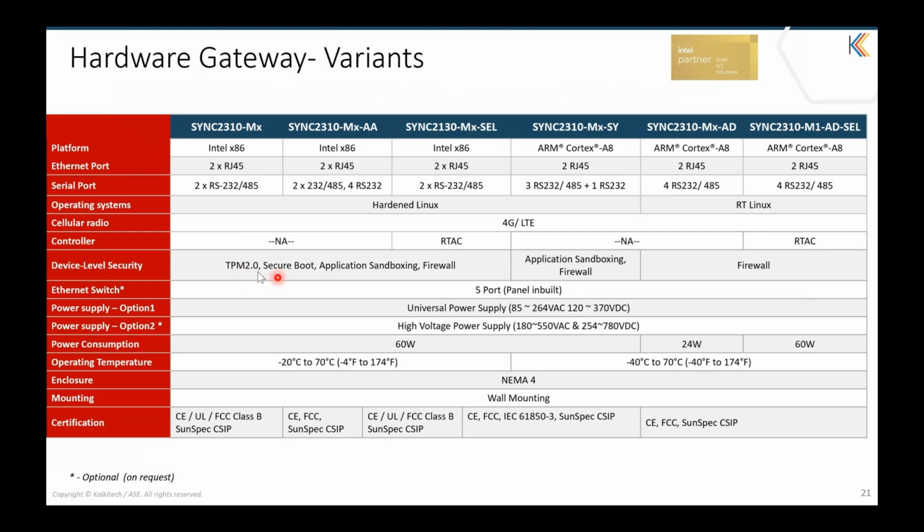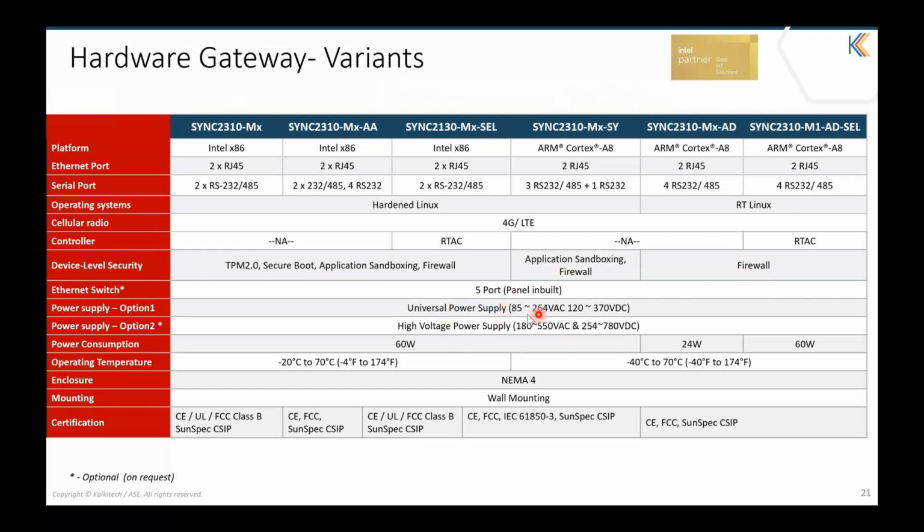And device level security. These three models have TPM. These are full-fledged secure devices. These first three boxes have TPM, secure boot, applications and browsing firewall, etc. And this particular one has applications and browsing firewall, and the last two have one firewall options.